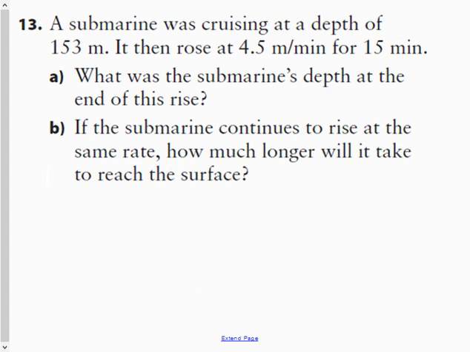Question 13, similar to the last one, a submarine was cruising at a depth of 153 meters. So here's our water for A. And I'm going to start it right here. There's the submarine. I guess that looks like a submarine. The submarine was at a depth of negative 153.